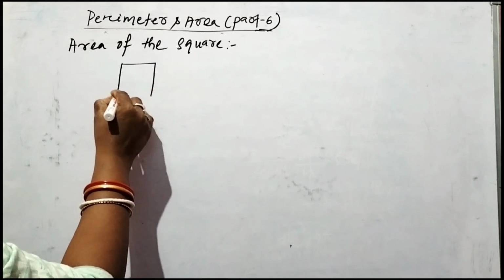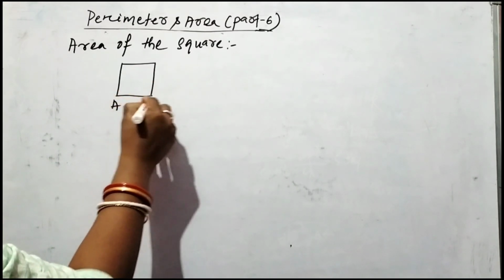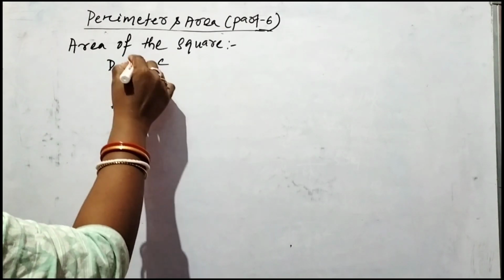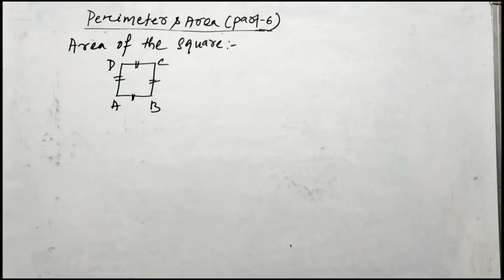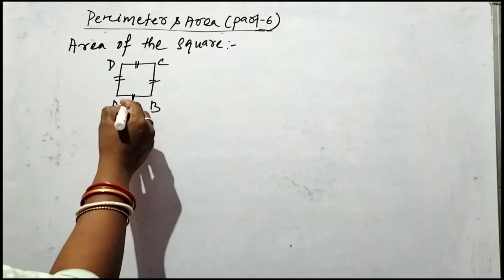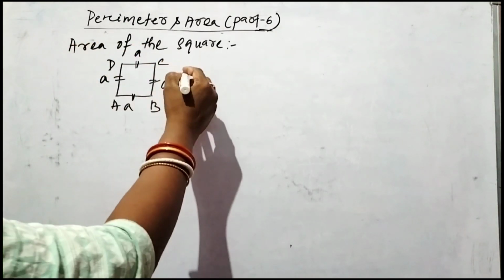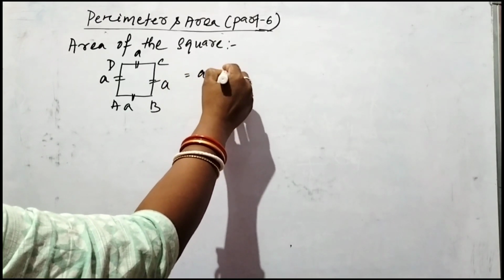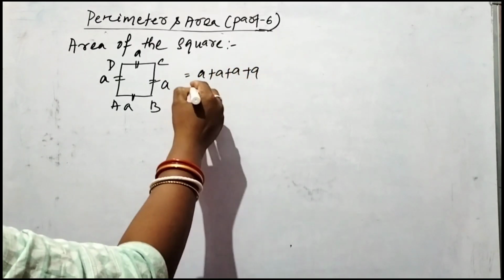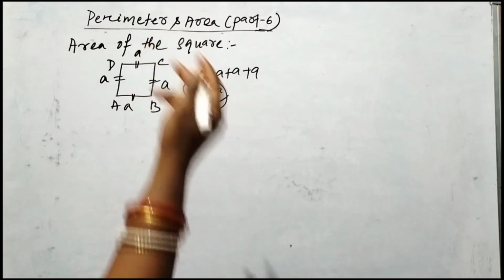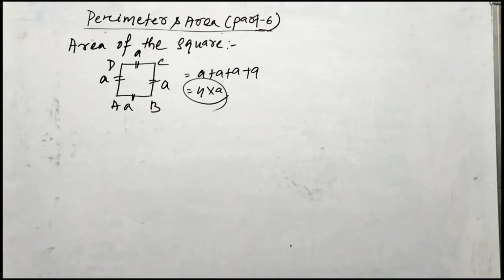All the sides of the square are equal. A, B, C, D: all the sides are equal in length, and each angle is 90 degrees. If each side is A, then when you find the perimeter, that means A plus A plus A plus A, that means 4 times A, or 4 into A. Using this you find the perimeter of the square.